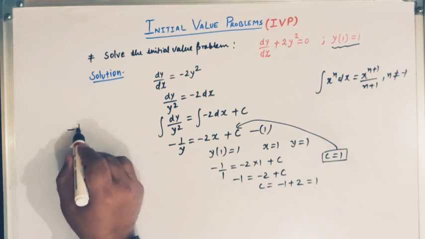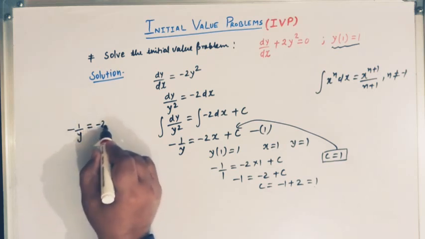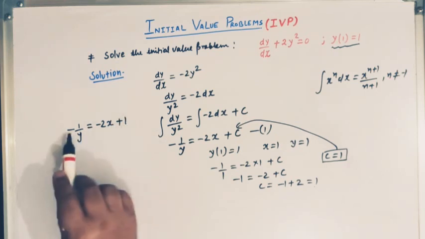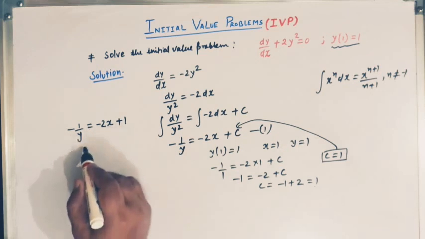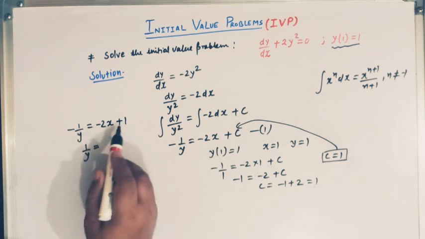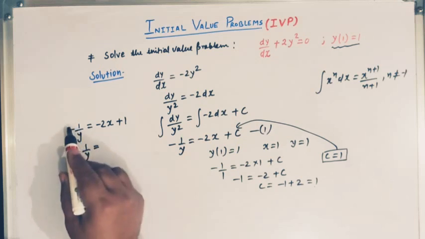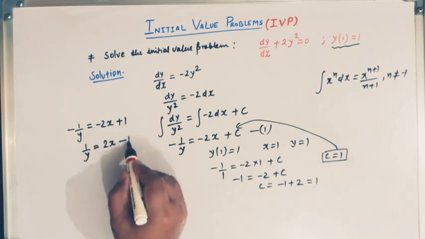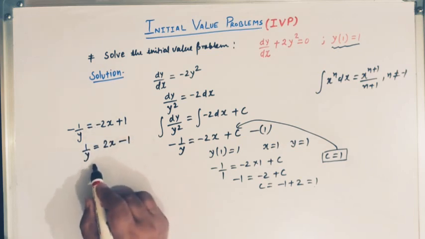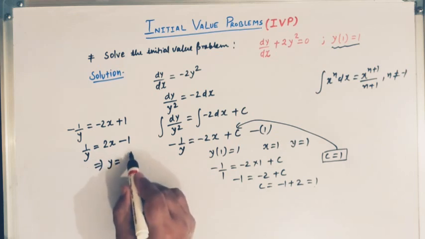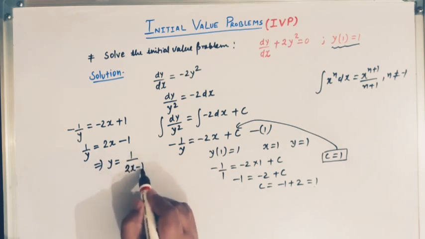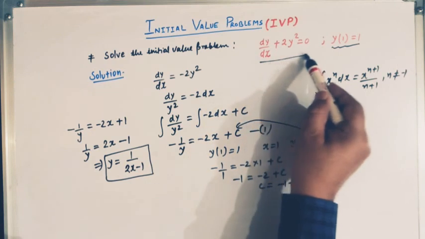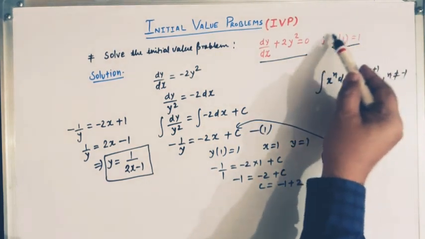So we get minus 1 over y is equal to minus 2x plus 1, and multiplying throughout by a negative sign, we can rewrite this expression as 1 over y. Here it becomes plus, here also we have the positive sign, and then we have the negative sign. So now this can also be written as y is equal to 1 over 2x minus 1. So this is the required solution of this differential equation when this condition is given.